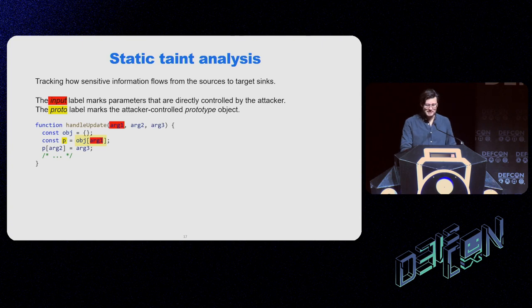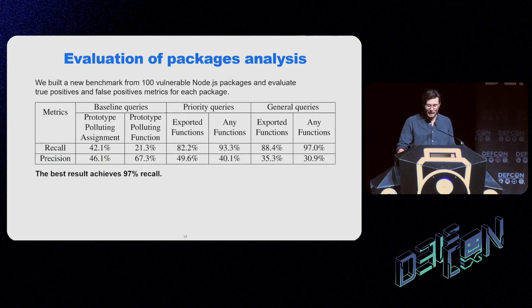When the analysis detects a property assignment with a receiver that has a __proto__ label, like this one, it reports the code fragment as a potential prototype pollution vulnerability. This is the main idea of our analysis. We implemented it based on the CodeQL analysis framework and evaluated our analysis on 100 vulnerable packages that we collected. The best result achieves 97% recall. It means we detected 97 vulnerabilities out of 100, which is necessary to find vulnerabilities in the real applications.